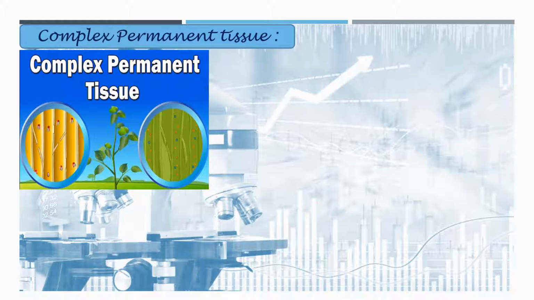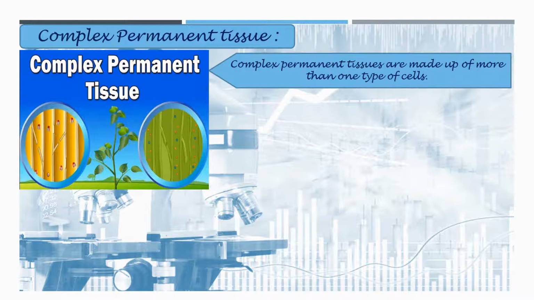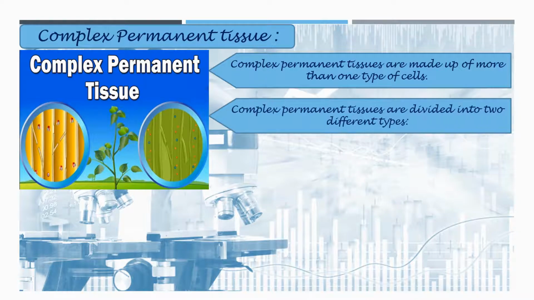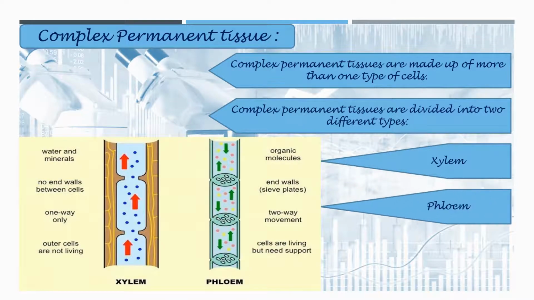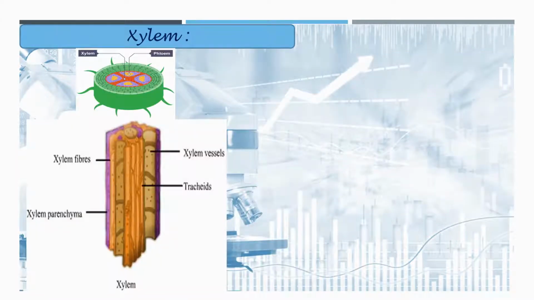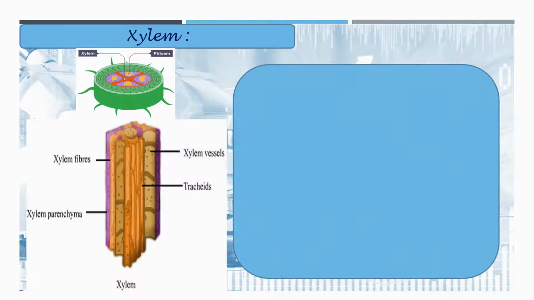Now let's learn about complex permanent tissue. Complex permanent tissues are made up of more than one type of cells. Complex permanent tissues are divided into two different types, that is xylem and phloem. Now let's learn about xylem. Xylem originates from the Greek word xylon, that means wood.